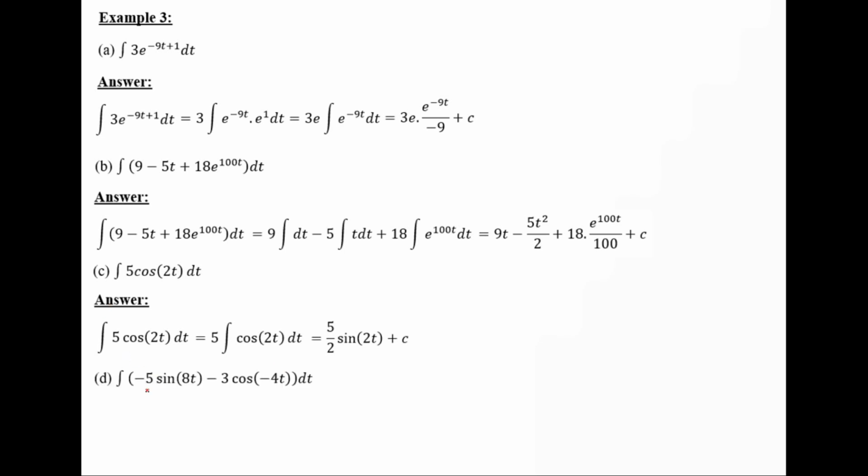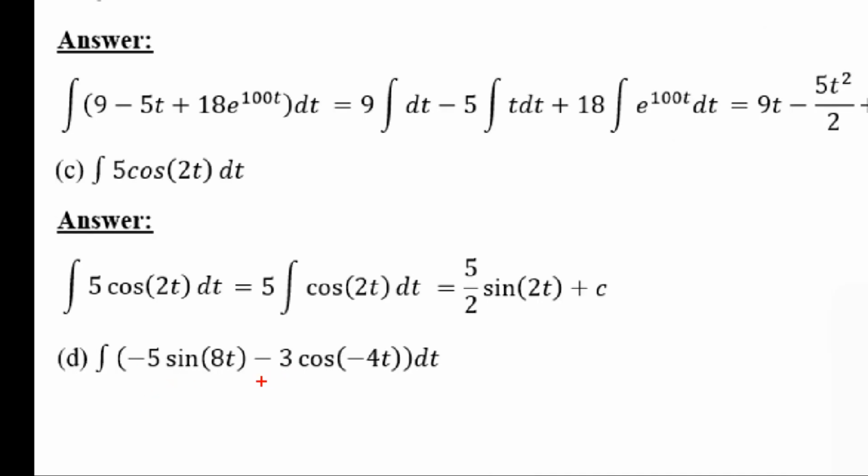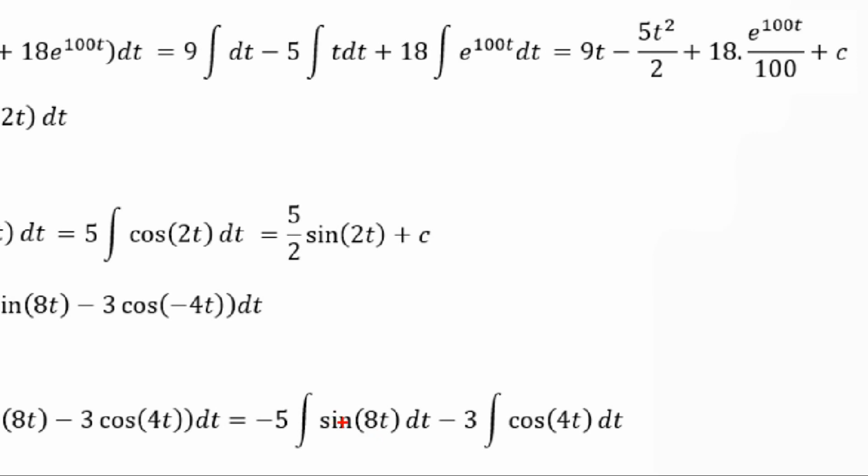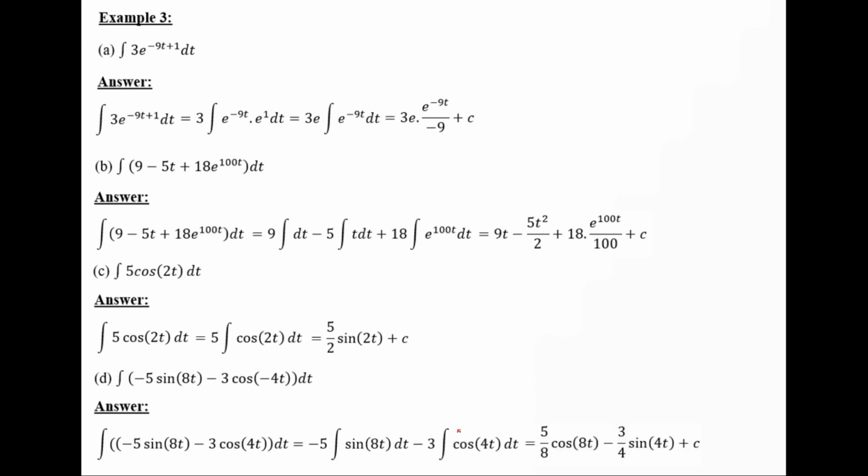Now what about this linear combination of trigonometric functions? We can split it and drag the coefficients out. That would be minus 5 integral of sine 8t dt minus 3 integral of cosine 4t dt. Now sine would give us minus cosine, which cancels with this minus, and we divide by the inner derivative, that would be 8. And here we do exactly the same, we divide by the inner derivative, which is 4, and the final answer would be that.